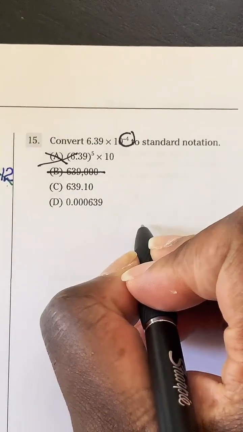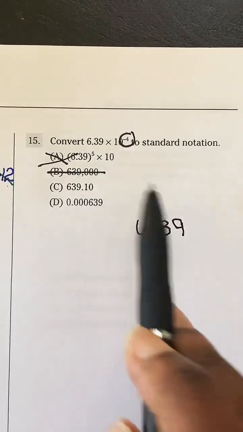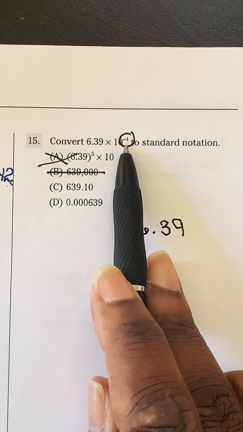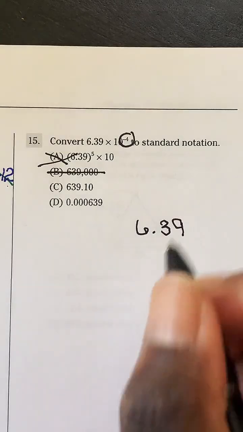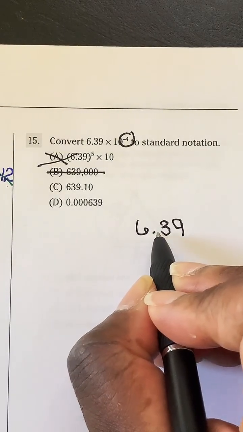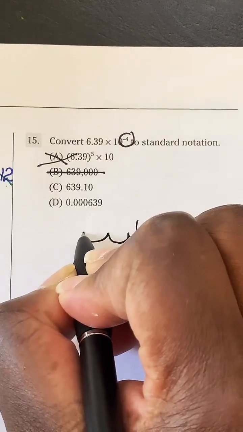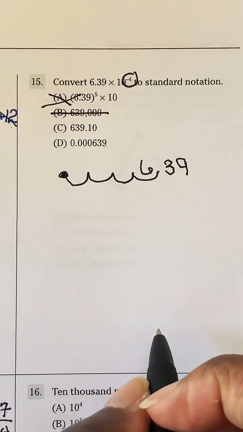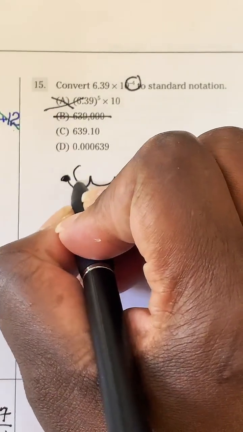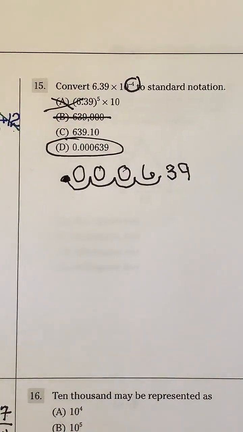So this is basically saying, here's my original, 6.39. And it's saying I'm moving my decimal place 4 places over, since it's negative, to the left. I'm making this number smaller. So I'm going 1, 2, 3, 4, putting my decimal point, just in case you couldn't see it. And I'm putting down 1, 2, 3 zeros. So your answer is going to be D.